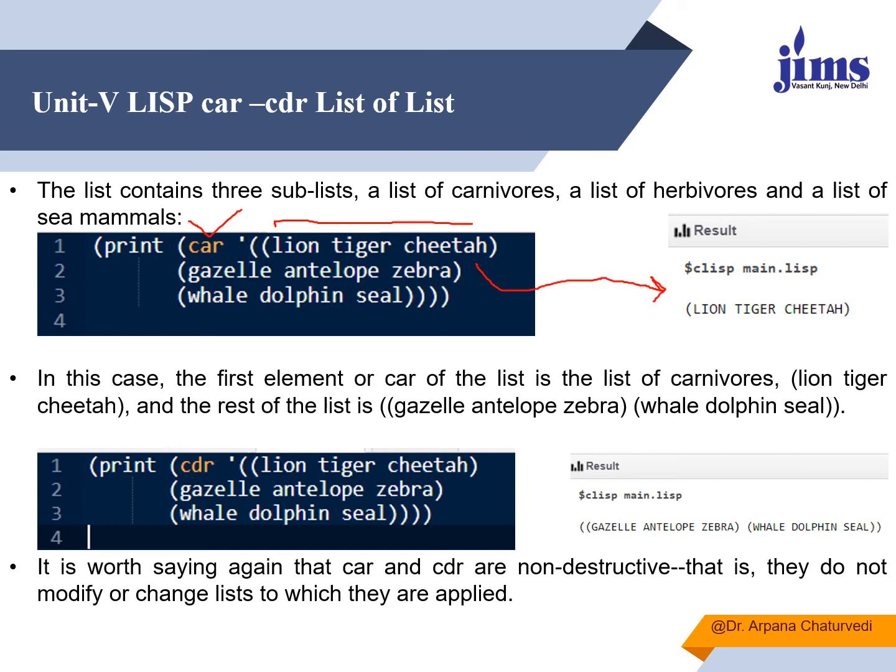Whereas when we talk about CDR, except lion, tiger, cheetah, it will return both the other lists. One is gazelle, antelope, zebra, and another is whale, dolphin and seal. So in case of a list, if it is not an individual member, it will treat the entire sublist as a single element.